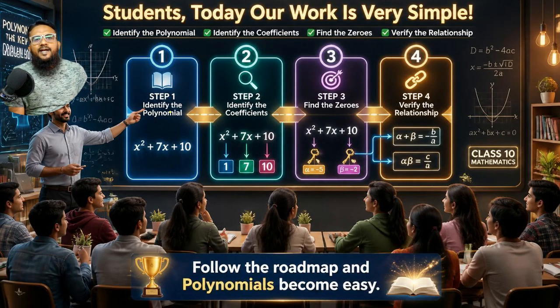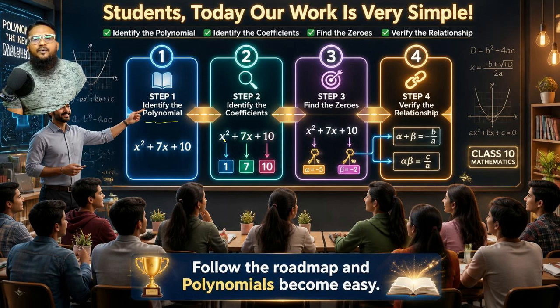Step 1 is identify the polynomial. You see x square plus 7x plus 10. The entire expression is a polynomial. So the second step is identify the coefficients. See, this is the polynomial, x square plus 7x plus 10.